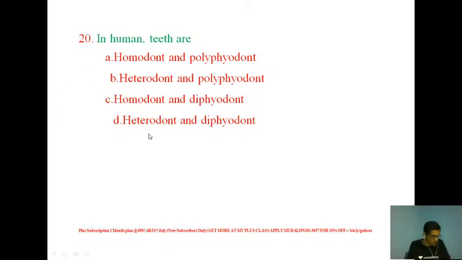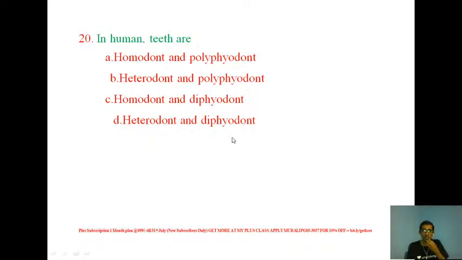So for the 20th one, the answer is heterodont and diphyodont. Why is it heterodont? Because 4 different types of teeth are there: incisor, canine, premolar and molar. So the occurrence of 4 different teeth in the jaw skeleton structure of the human is called heterodont.